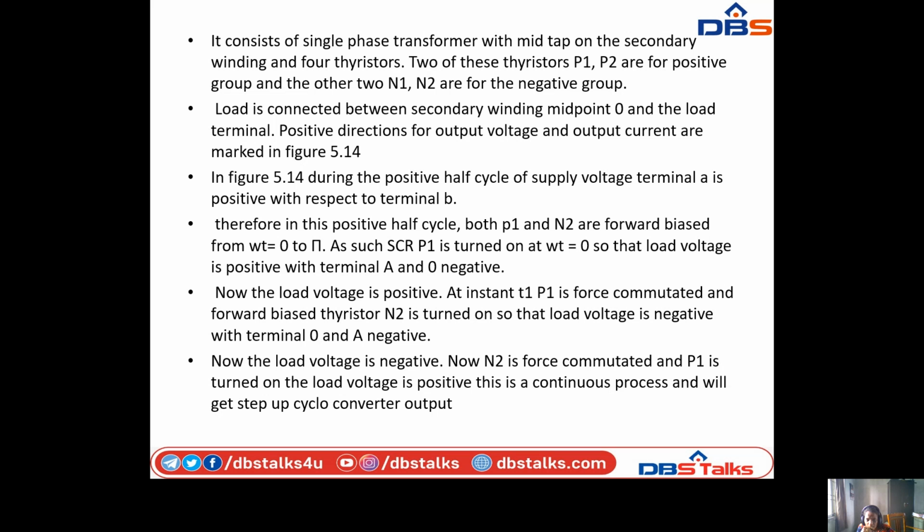Now the load voltage is positive. At the instant P1 is force commutated, the forward biased thyristor N2 will be turned on, so that the load voltage is negative, with terminal O positive and A negative. Now the load voltage is negative. Now N2 will be force commutated and P1 will be turned on, so the load voltage is positive. With this continuous process, the cycloconverter output is set up.